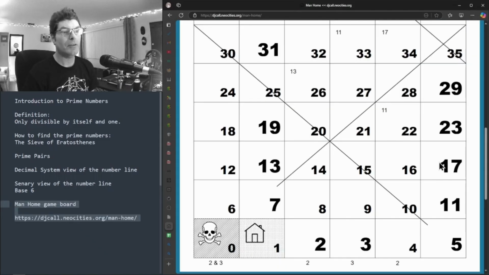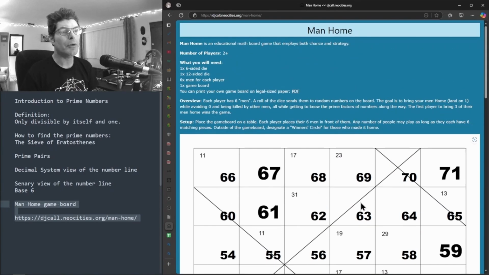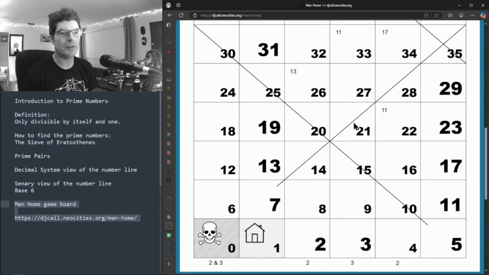So to wrap things up, I wanted to show you what it might look like if we did switch to a base 6 number system, and where the primes would lie and what kind of patterns we would see. This comes from a game board that I made for my game Man Home, which is a dice game. And here's the link here. I'll put it in the description, and you can check it out, play it, or download this for yourself if you like.